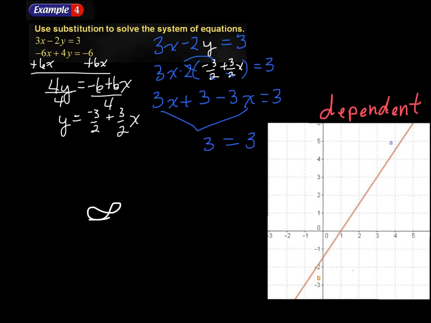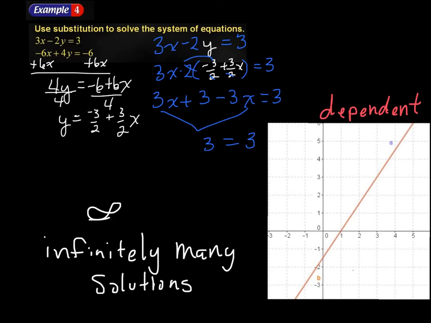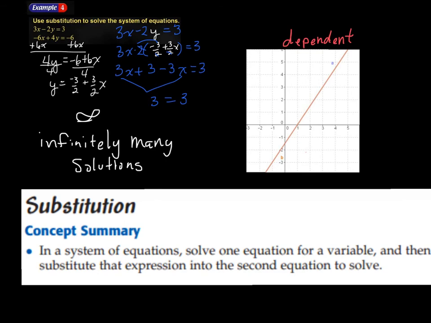Infinite. Haha. Ooh, that's really ugly. There are infinitely many solutions, even if my infinity sign is really sad. In a system of equations, to solve by substitution, you're going to solve one equation for one variable if they don't give it to you that way already, then substitute that expression into the second equation to solve for both x and y, or a and b.